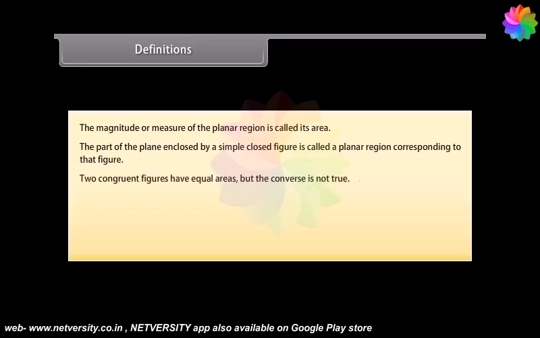Two congruent figures have equal areas, but the converse is not true. The area of a figure can also be denoted by AR. For example, area of triangle ABC can also be written as AR(ABC).